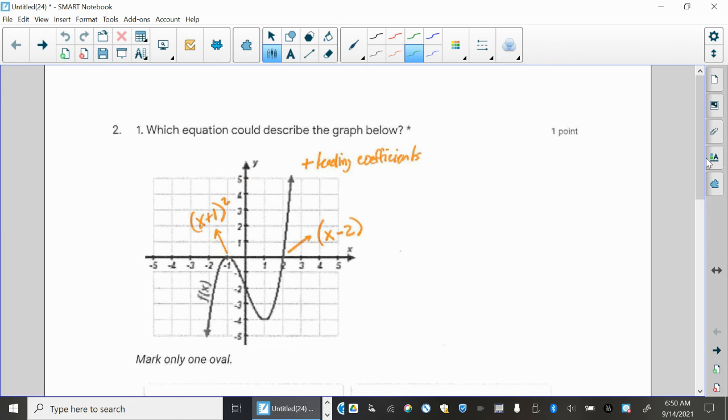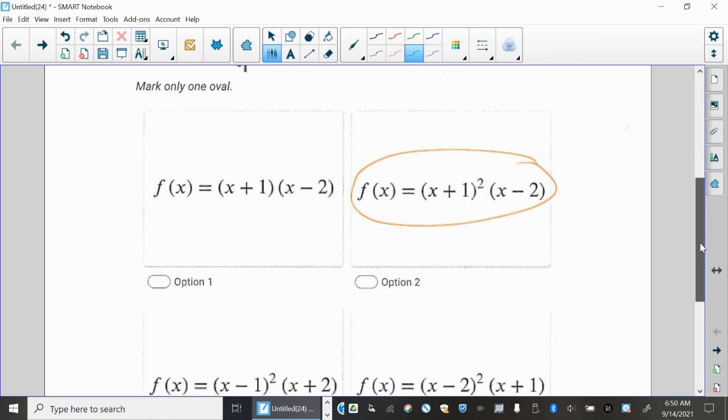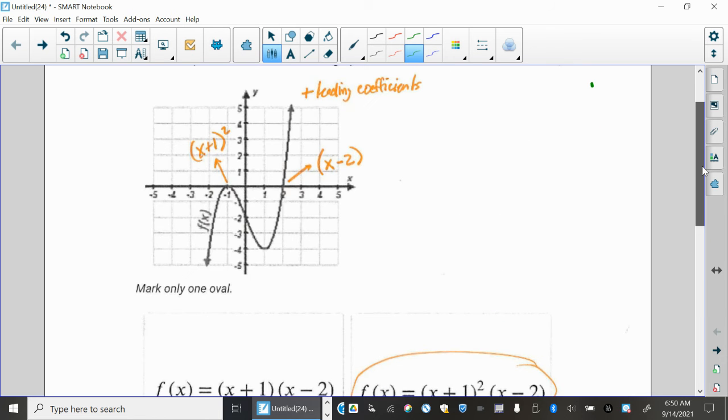Okay, so here's problem number one. Which equation could describe the graph below? It is this one right here, option 2, x plus 1 squared, x minus 2. This is factored form. Any graph that finishes by going up will have a positive leading coefficient.